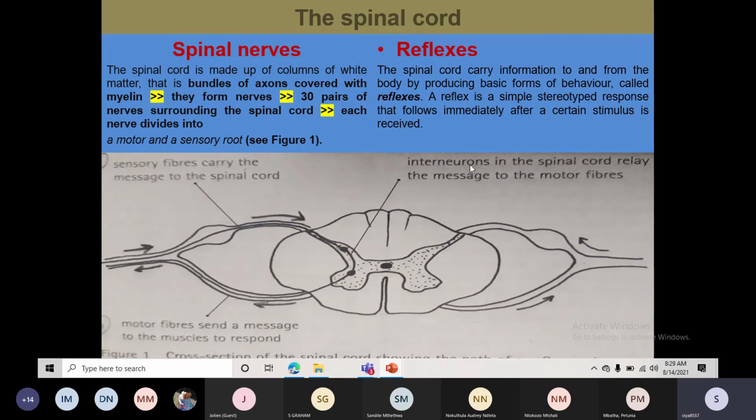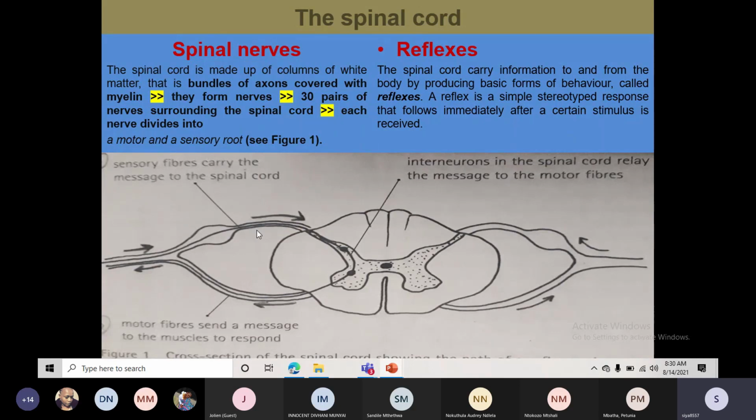Then we have the interneuron in the spinal cord, which relays the message to the motor fiber. So in short, the message goes from the sensory fiber when you receive it to the spinal cord. It's not yet converted to motor fiber until it passes what we call a relay station. The interneuron of the spinal cord relays the message to the motor fiber, then it goes to the motor fiber. So that's the difference between the two. These are the neurons or nerves responsible for transporting information in and out through the spinal cord.